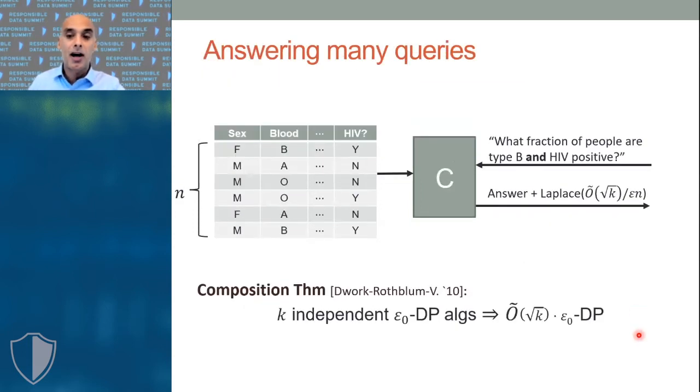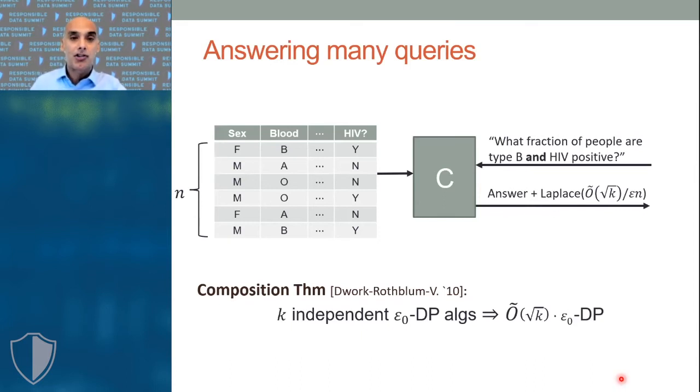Finally, it's worth commenting that what I've said so far is only for answering one query with differential privacy. An important feature of differential privacy is composition. We can reason about how the privacy loss accumulates when we answer multiple queries, and we can compensate for this by increasing the amount of noise we use to achieve the same overall level of privacy protection. For example, if we want to answer K queries with differential privacy, it turns out that it suffices to increase the magnitude of noise by a factor of approximately square root of K.